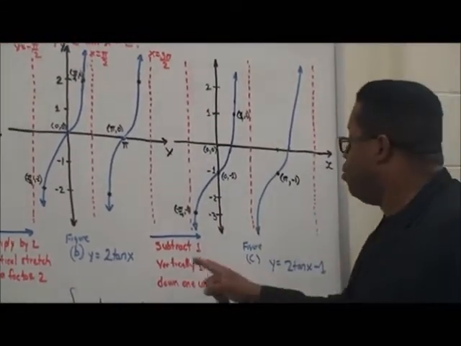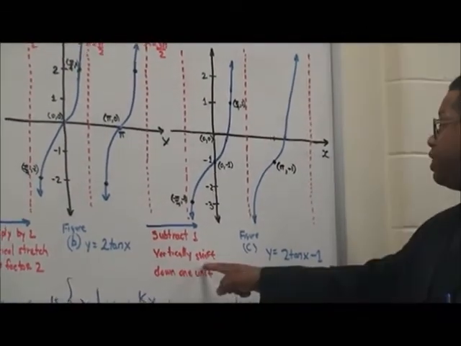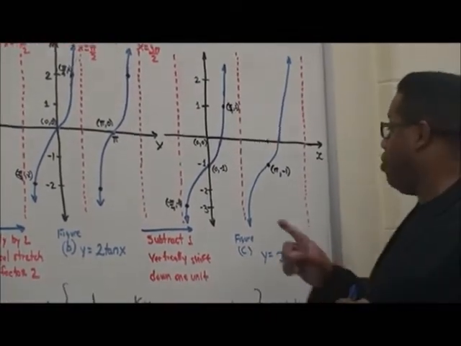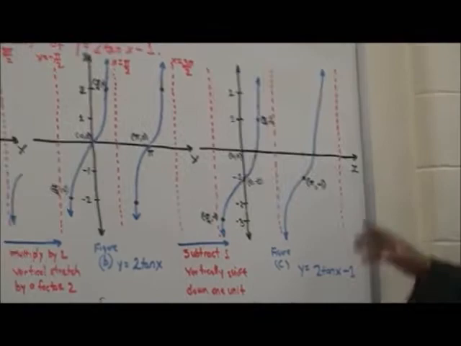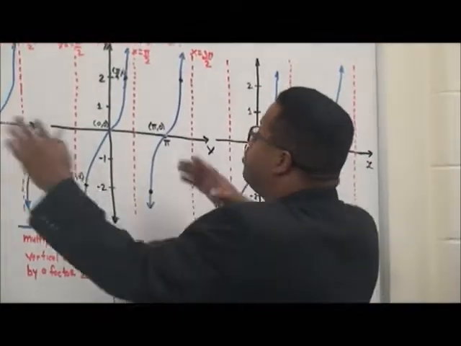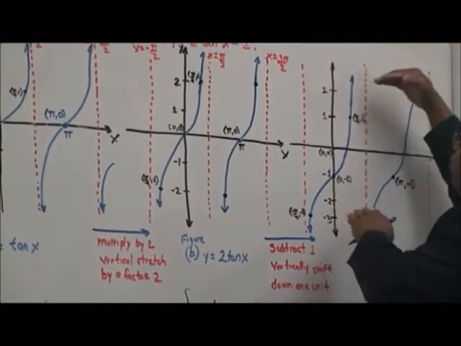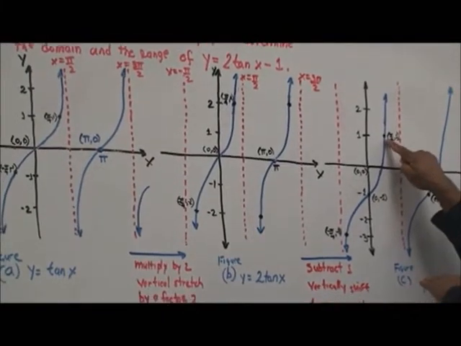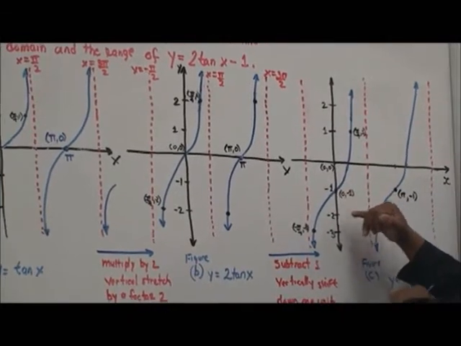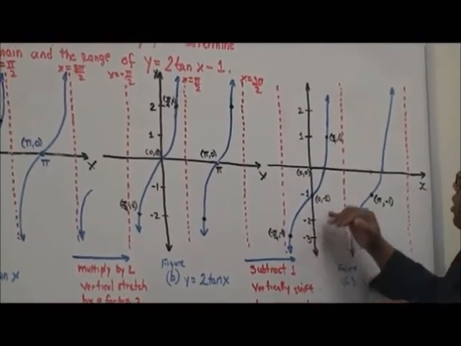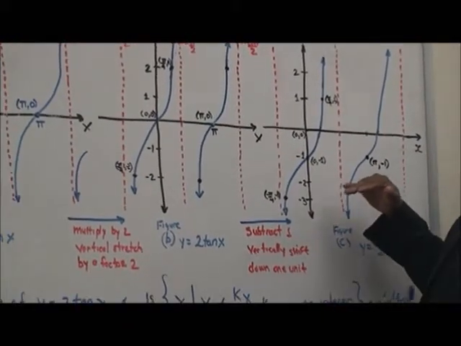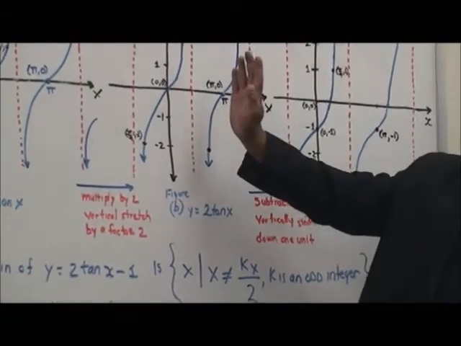Now let's look at when we subtract 1. Vertically, there's a shift, and we go down 1 unit. We're subtracting 1. Originally the graph was here, and of course we stretched it, and now we're going down 1. So from this point of -3 to this point of +1. You always read the graph from bottom to top, and also from left to right.